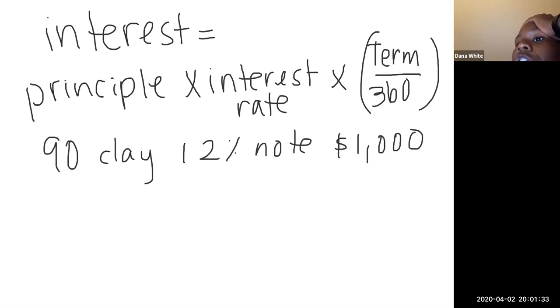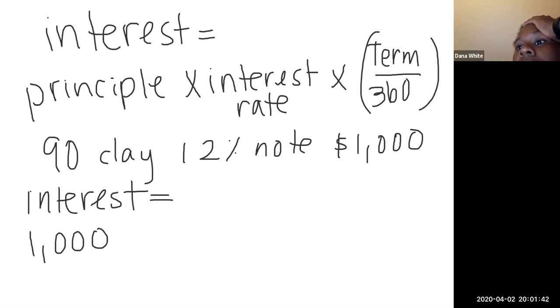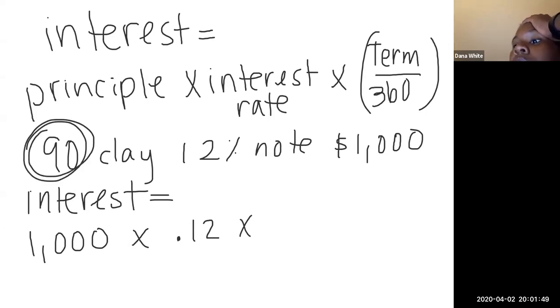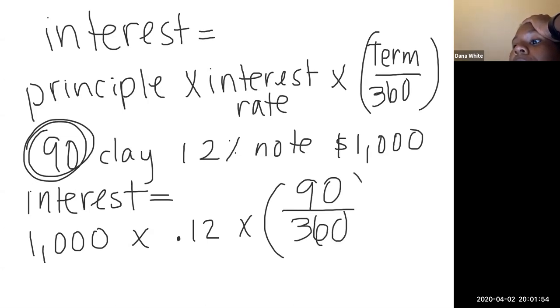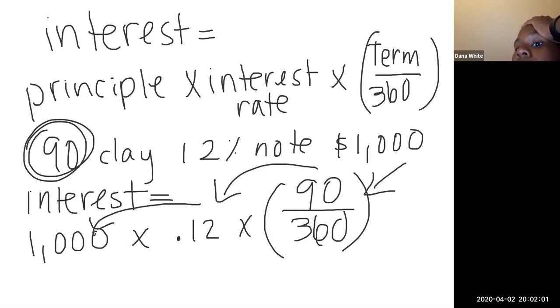To find the interest on this particular loan, we're going to do the principal of $1,000 times the interest rate, which is 12%, times the term. Our term is 90 days, right? So times 90 days over 360. Don't forget to solve this part first, and then you go here, and then you go here. And when you do so, the amount that you will yield is $30.